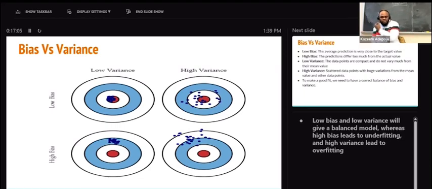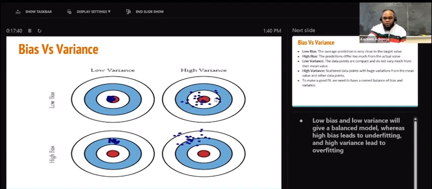Now, what do we want in the statistical world? What is the ideal situation? It is when we have low bias and low variance. That is the first one. Can you see that? That's the best scenario. But that very scenario will be difficult to match in this stochastic world.